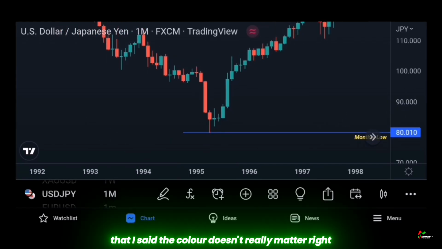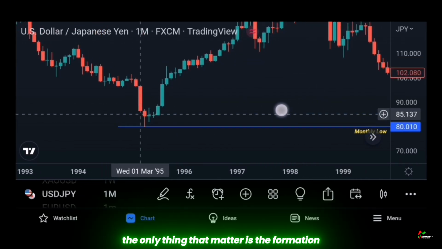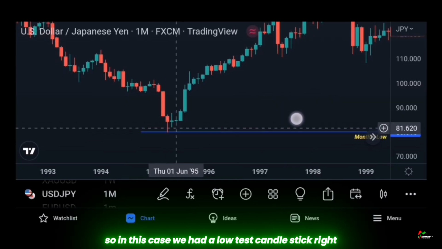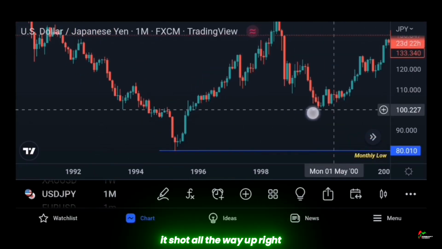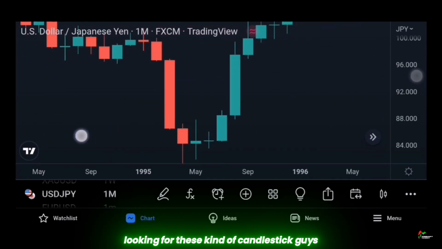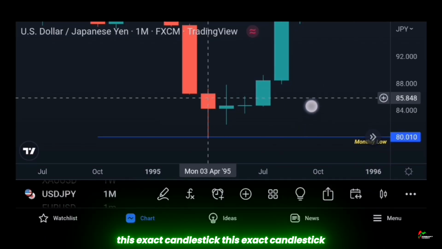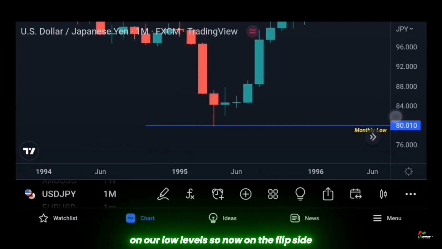Remember again that I said the color doesn't really matter. It can be green, it can be red. The only thing that matters is the formation of the candlestick. In this case we had a low test candlestick. We had a low test, and what did it do after that? It shot all the way up. So we're basically looking for these kinds of candlesticks, guys. This exact candlestick. These are the type of candles we look for on our low levels.